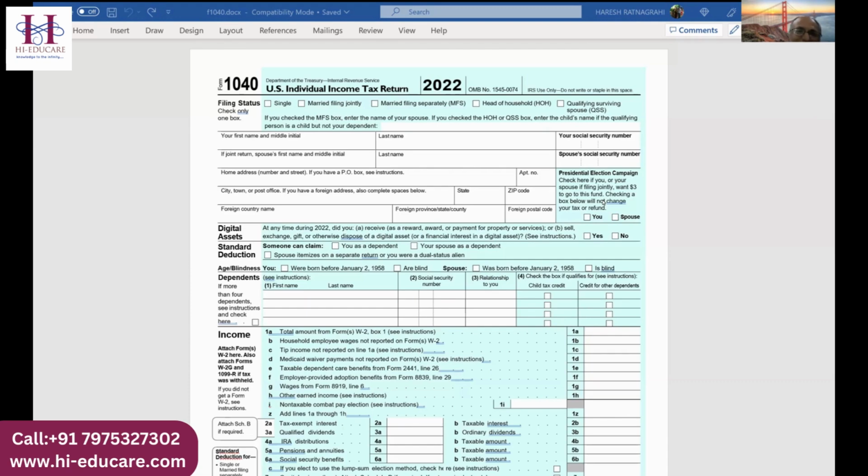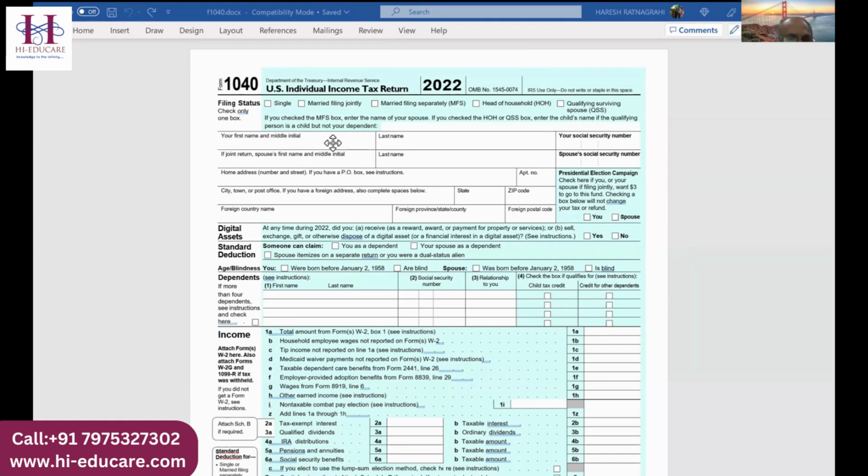You can see the filing status. That is the first thing we are going to learn. What is filing status? Single, married filing jointly, married filing separately, head of household, and qualifying surviving spouse. So we'll be discussing that later. But you can see that you have to first fill up your first name, last name, and your social security number.